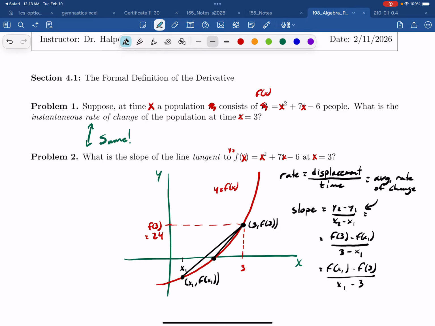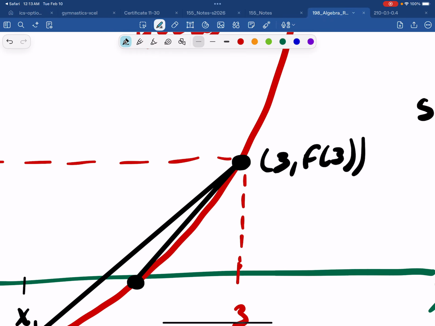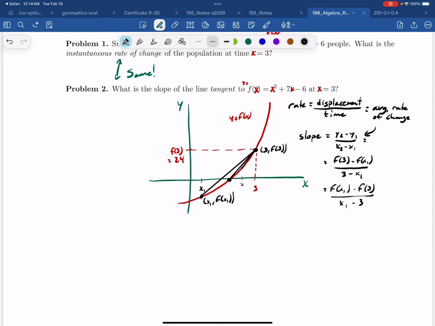And eventually we could make this as close as we wanted to our curve. We could get real nitty-gritty. Let's see if I can straighten this line. Maybe we get right over here. And we can make this point arbitrarily close to our point. I'm just going to call this guy x. And so we have that the slope becomes f of x minus f of 3 all over x minus 3.